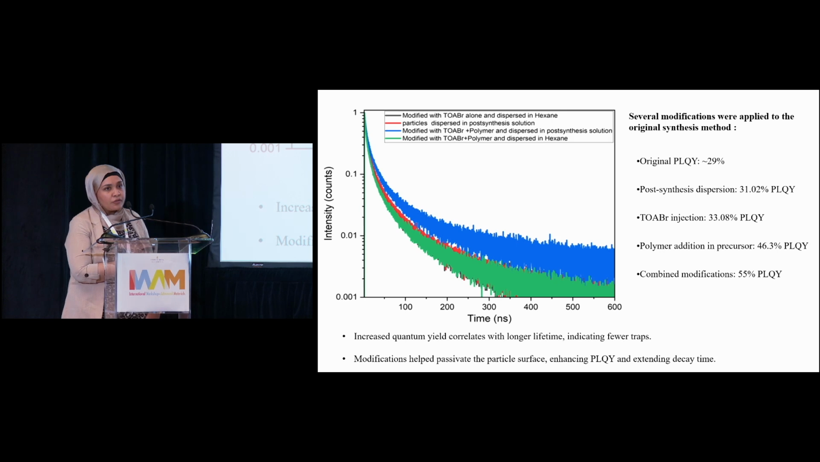And when we measured the lifetime of the particles, after introducing each kind of modification, we noticed the lifetime was increasing. When we combine the increment in the lifetime and the increment in the quantum yield, we can conclude that each modification has actually decreased the surface traps of the nanoparticles.